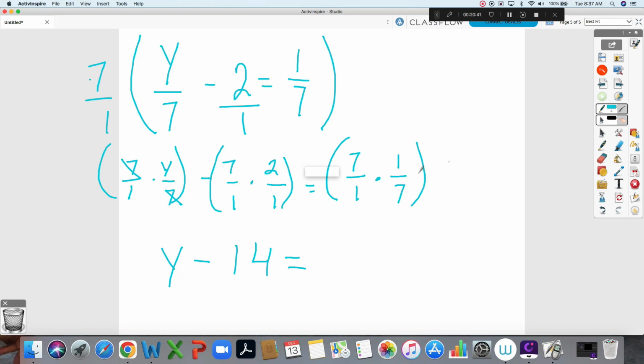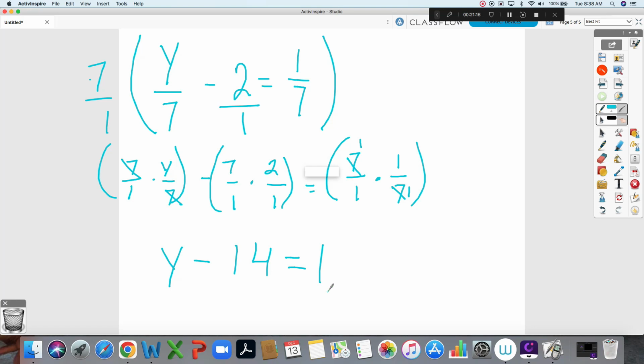Then I have a 7 over 1 times 1 over 7. Blake, what can I cross cancel here? The 7 and the 7, and those would both become 1. So if I had 1 times 1 over 1 times 1, what does that equal? 1. Now I have an equation that simply has whole numbers where we have to solve for our y. What do I do to solve for that y?